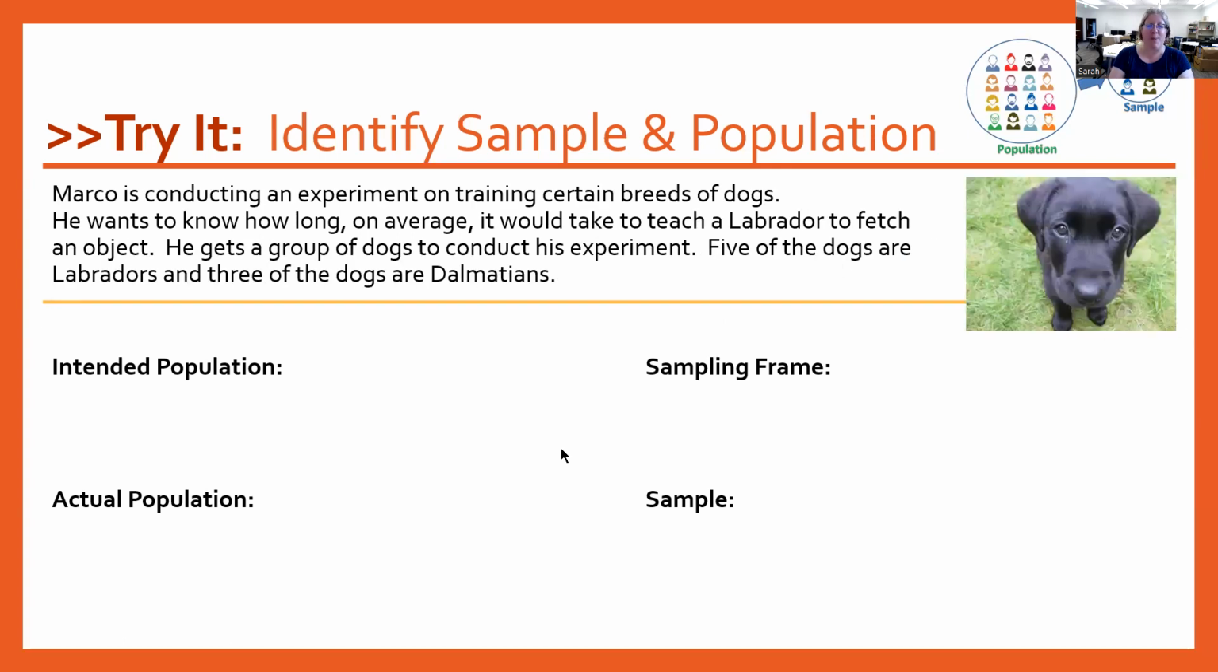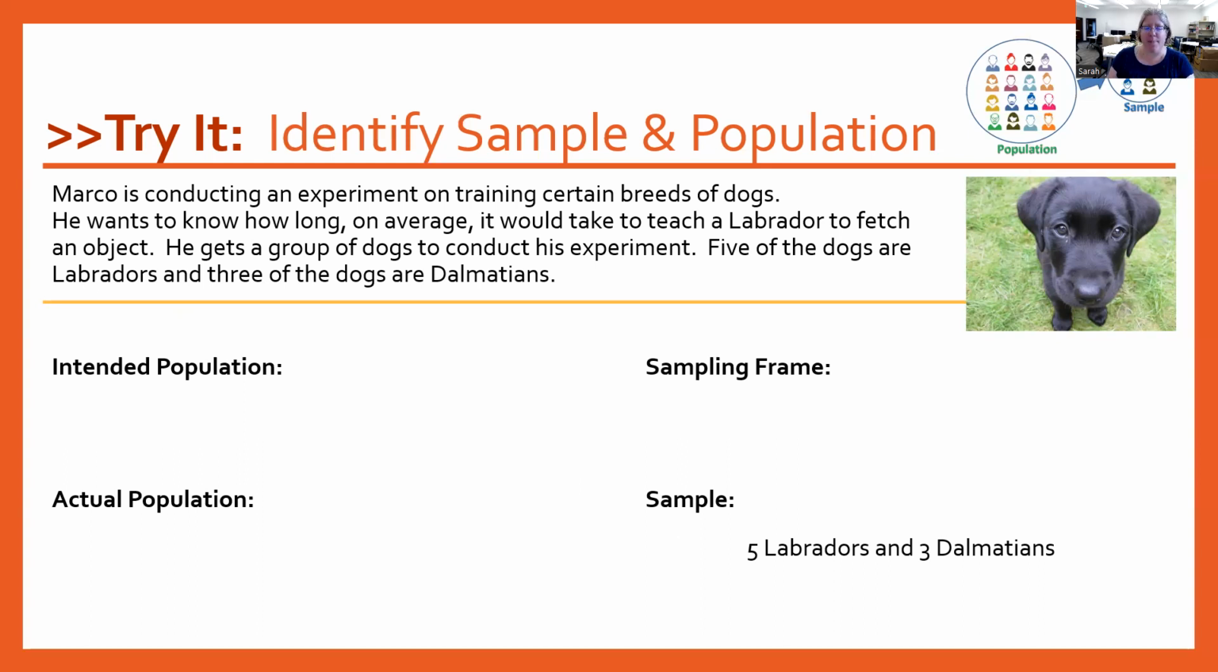All right, and then the last one on dog training. Marco is conducting an experiment on training certain breeds of dogs. He wants to know how long, on average, it would take to teach a Labrador to fetch an object. He gets a group of dogs to conduct his experiment. 5 of them are labs and 3 are Dalmatians. This has got to have some problems, but let's start with the sample. I have the 5 labs and the 3 Dalmatians.